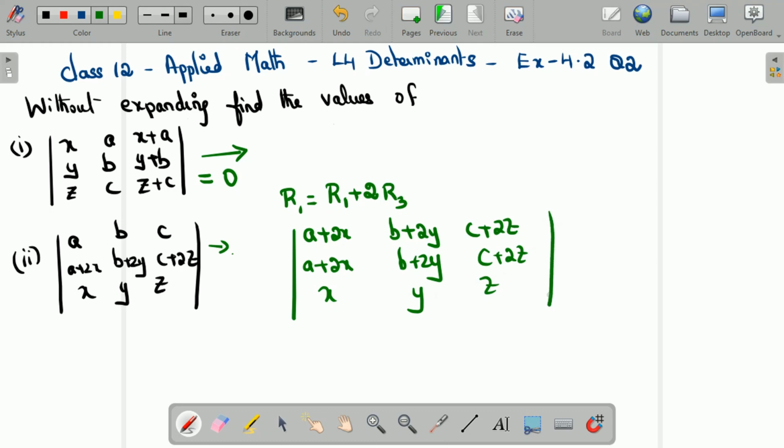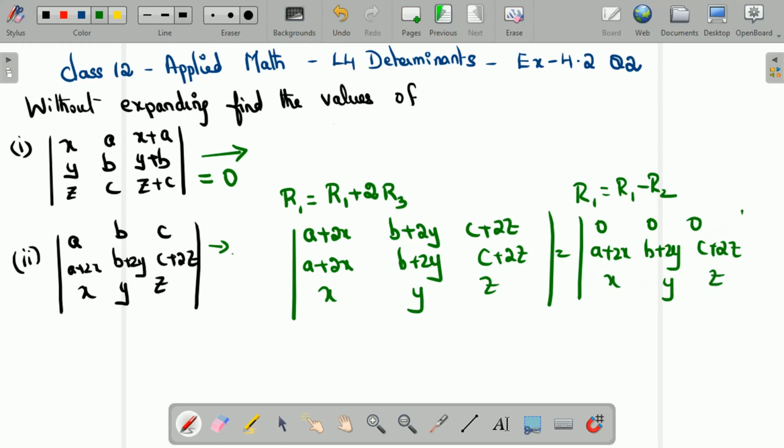The moment we reach this, you know where it is going. So R1 is equal to R1 minus R2. So the first row now will become 0, 0, 0, then a plus 2x, b plus 2y and c plus 2z. The last is going to be x, y and z. So now all the elements in this particular row are 0. So the value of this particular determinant is 0.